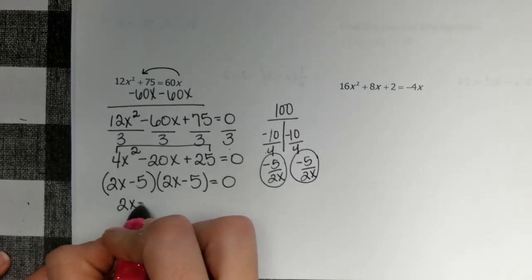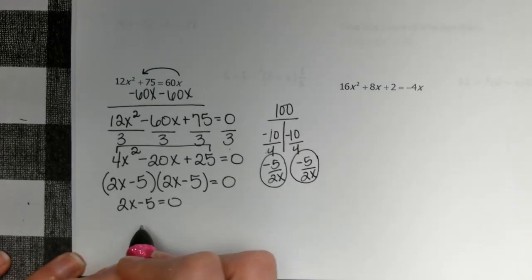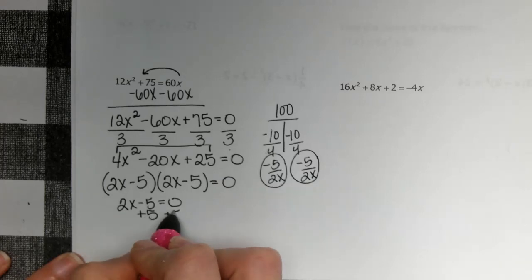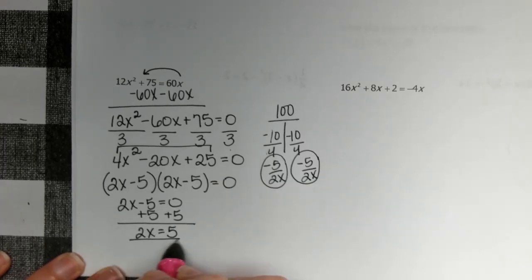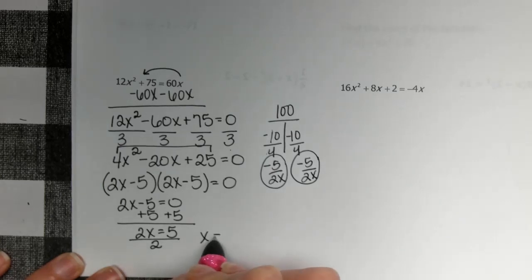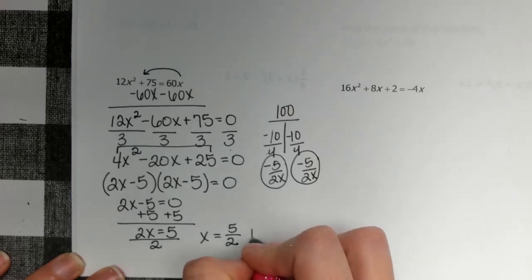They're the same thing, so I'm going to solve it once. So 2x equals 5. Divide by 2, and x equals 5 halves. But what do I also need? My DS for double solution.